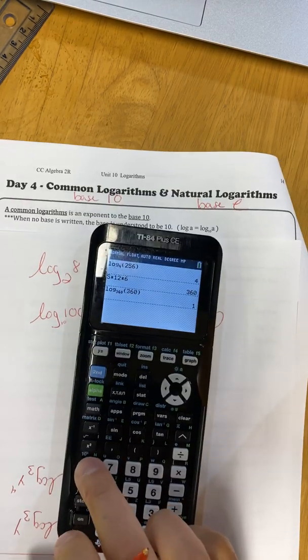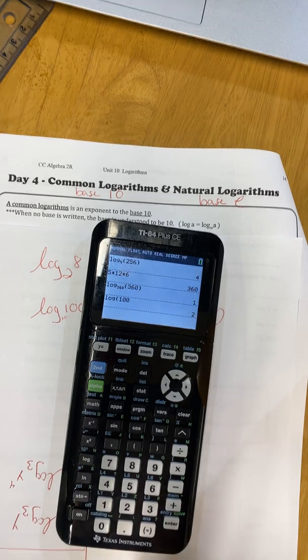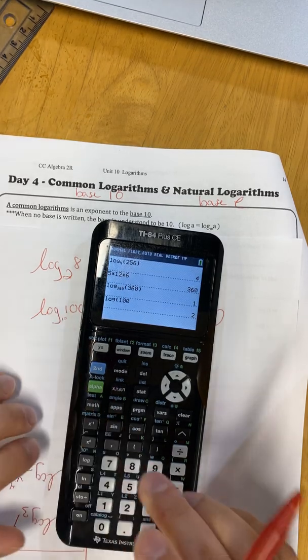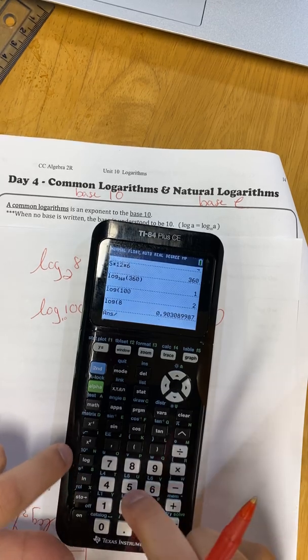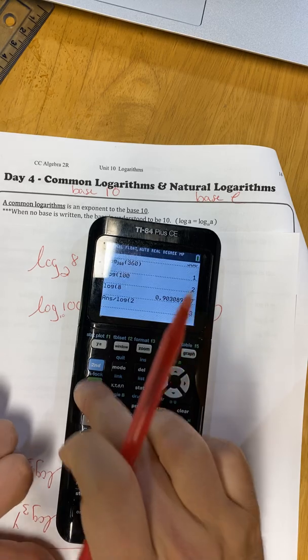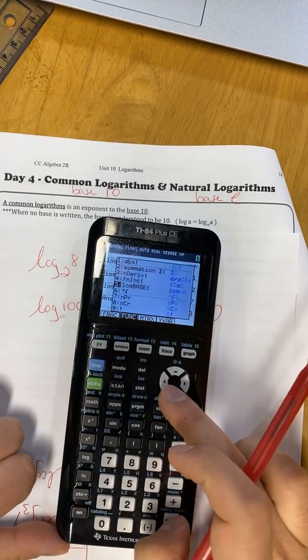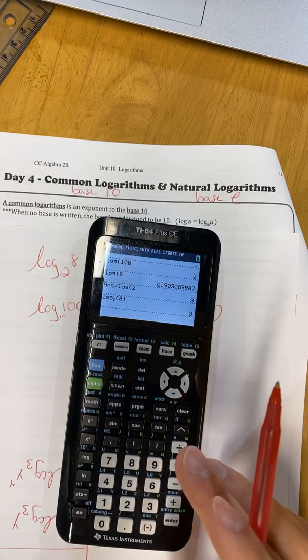So on the calculator, if you just hit log by itself, that's base 10. But if it's log base 2, you either have to do log 8 divided by log 2 to get 3, or if you've got the new operating system, you do that, you get 3.